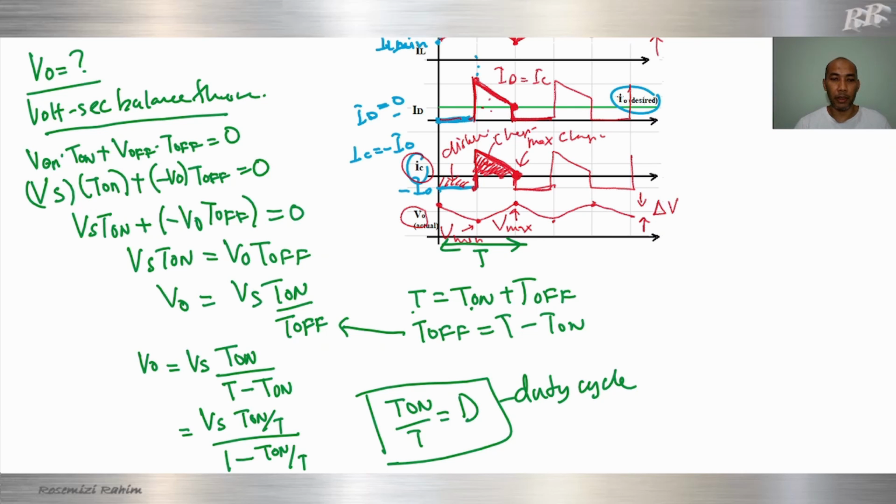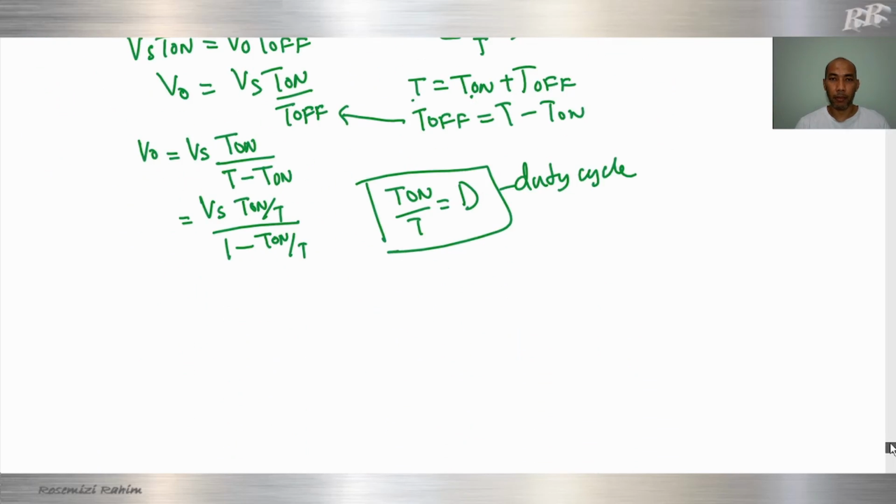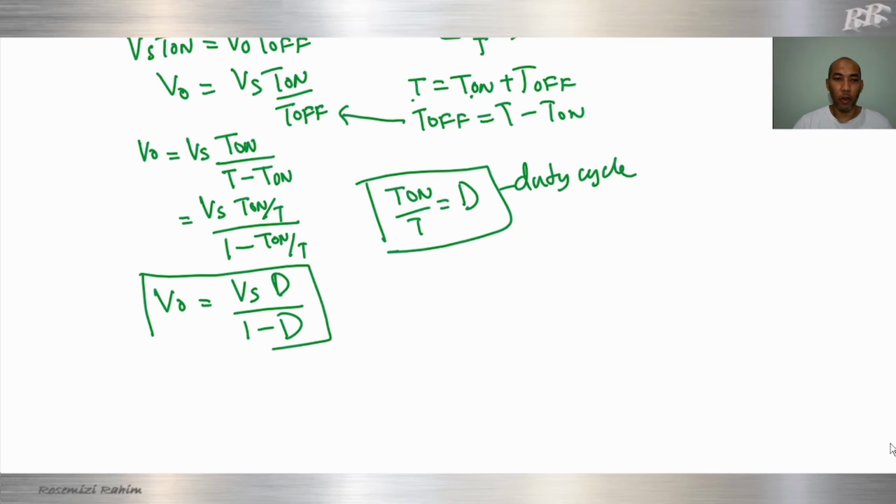So finally, we will get V out equal to Vs D over 1 minus D. Okay, this is our output equation for the buck boost converter. So now we can arrange it: V out equal to Vs D over 1 minus D.